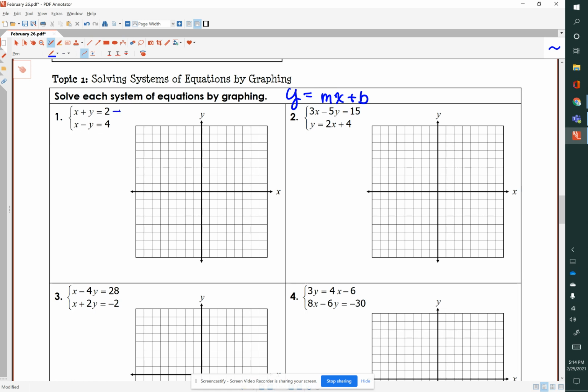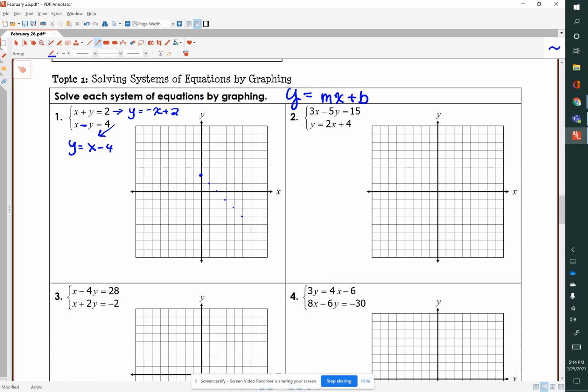But this first equation in slope-intercept form would be y equals negative x plus 2. And the second equation would be y equals x minus 4, because we have to divide by negative 1 because of that negative y. So for the first equation, we have a y-intercept of 2 and a slope of negative 1.